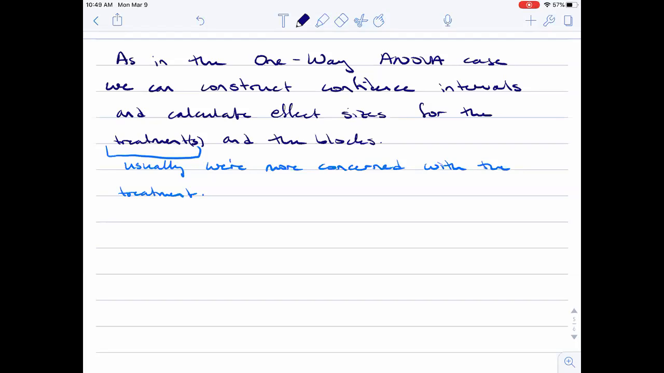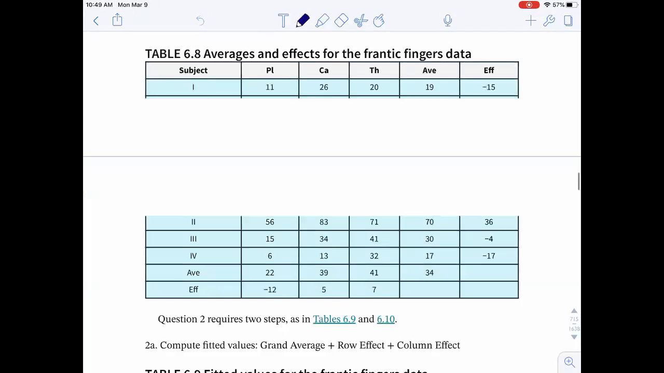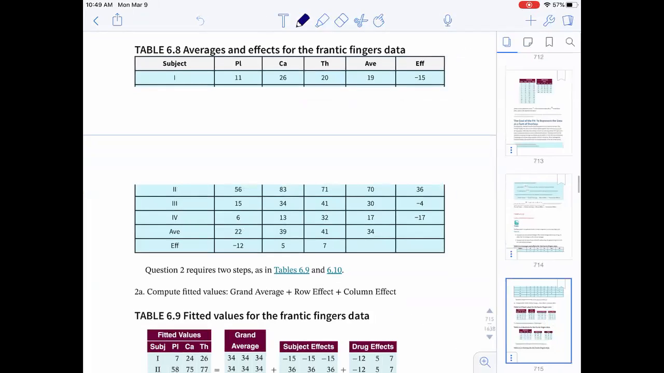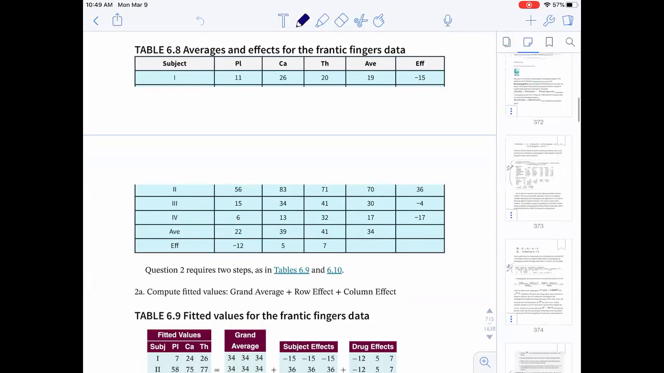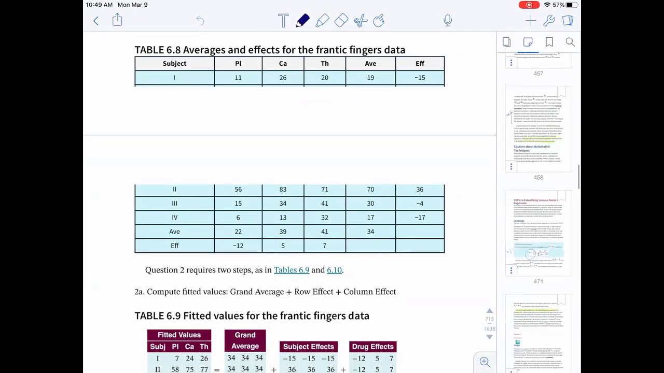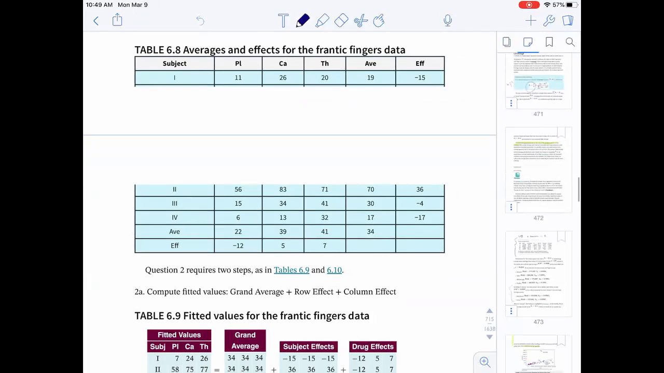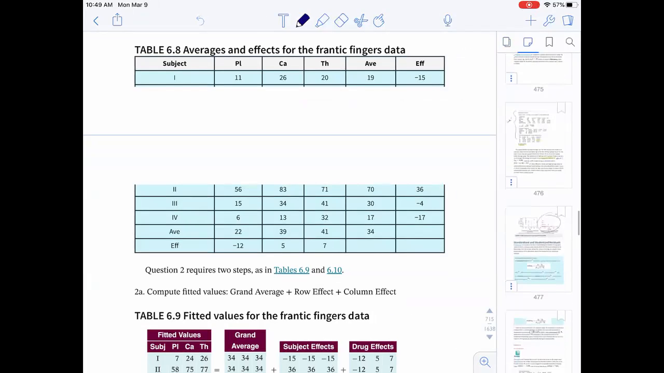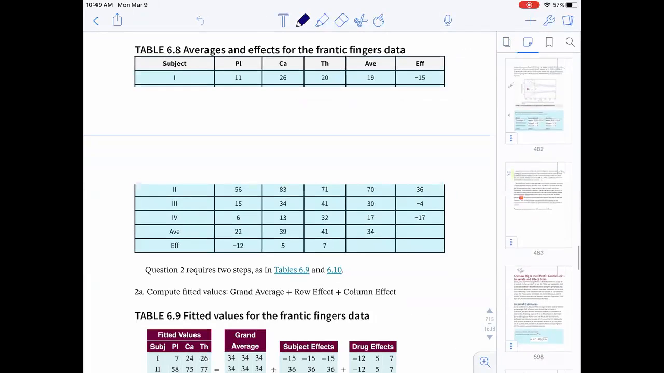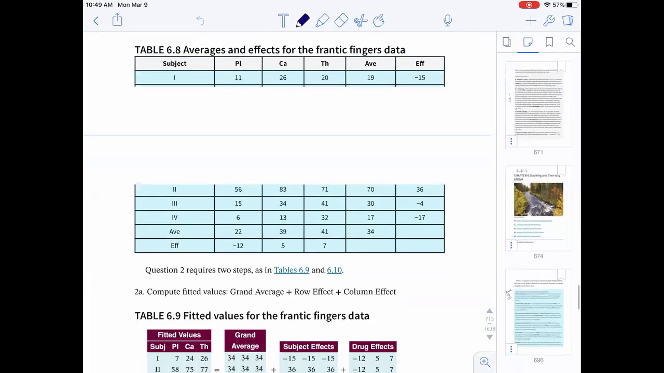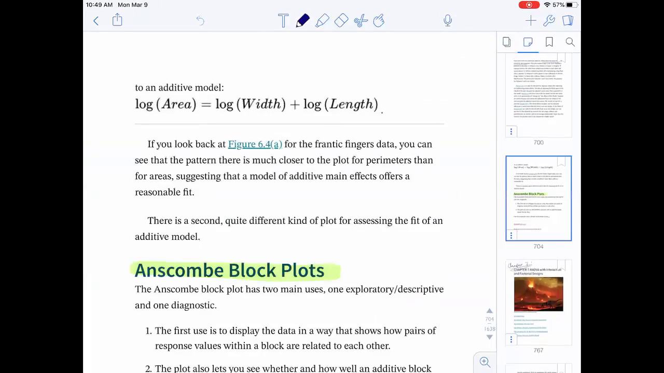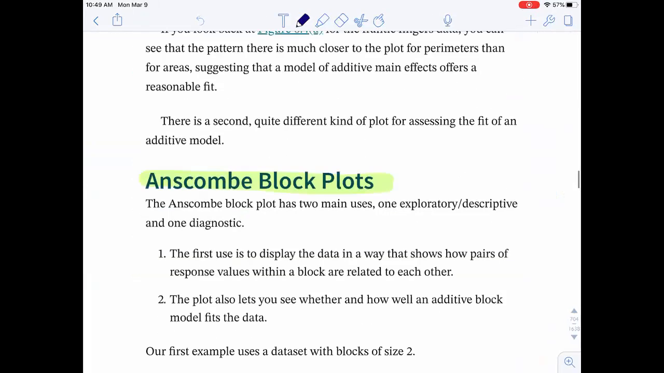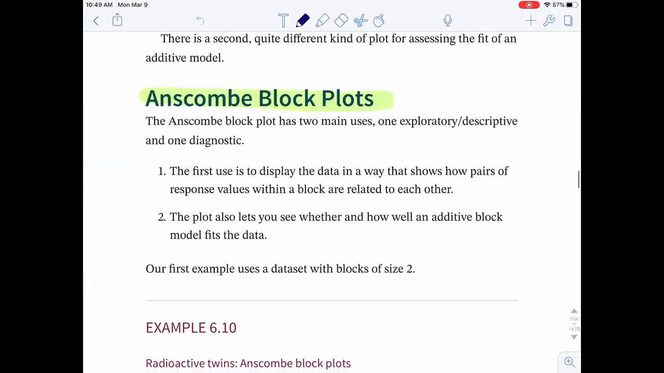I think that's, oh, I knew I had something that I wanted to talk about. Where are those dang Anscombe plots? I've made too many notes in this thing. That's the problem, even when I tell it to only show me the highlighted things.